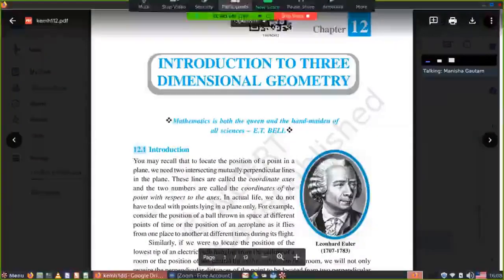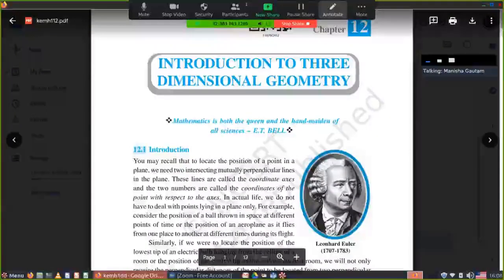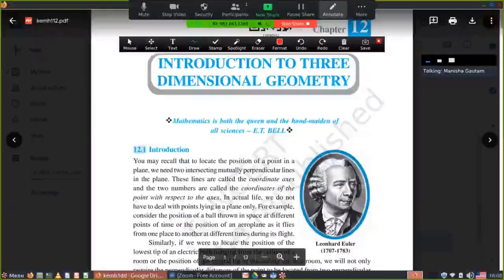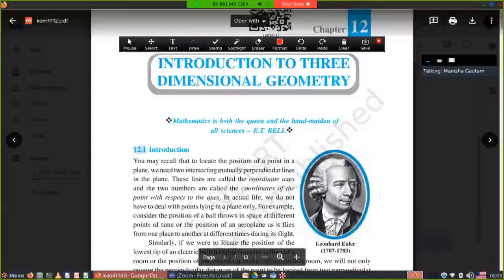Good morning, students. Today we'll start chapter 12, Introduction to Three-Dimensional Geometry. In this chapter, we must have knowledge of two-dimensional geometry, which we studied in class 10th.